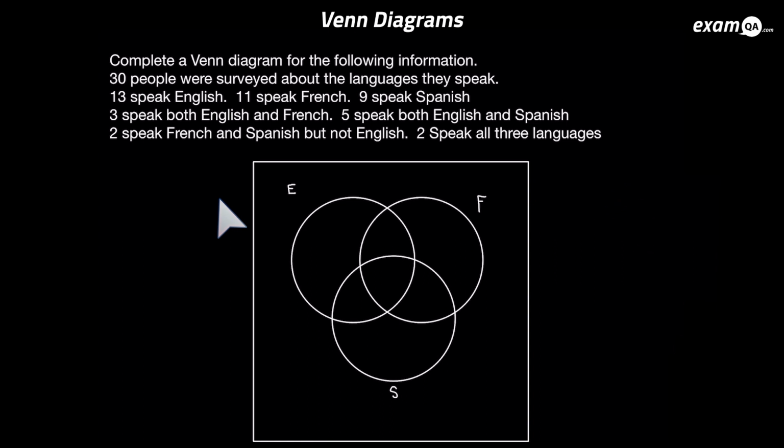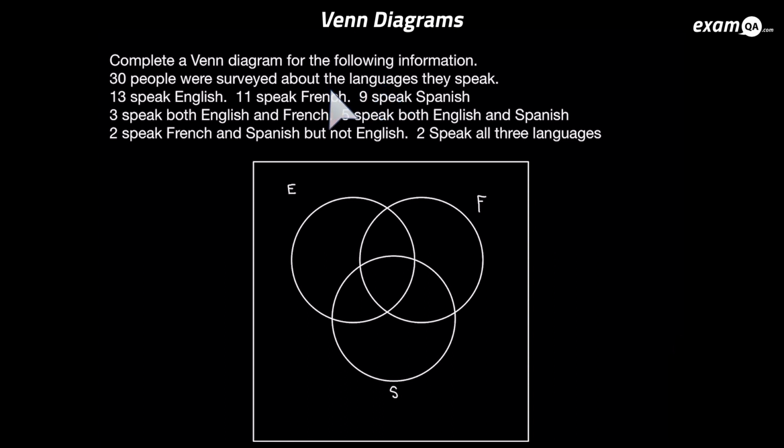So we need to complete the Venn diagram. And we're told that 30 people were surveyed about languages which they speak. Now, the trick with these questions is to start trying to fill in from the middle. If you try to fill in from the outside, you'll soon get very stuck. So we don't want to fill in the first figures they've given us.